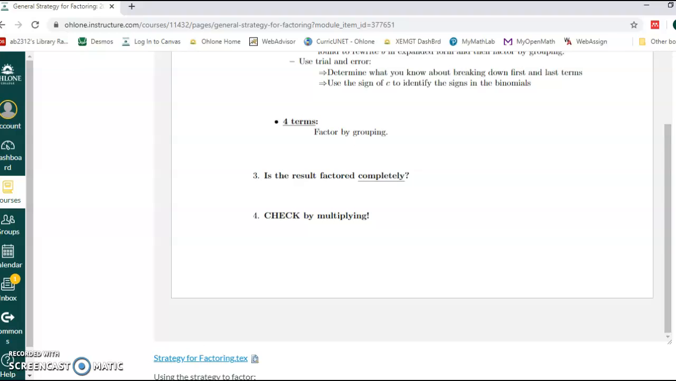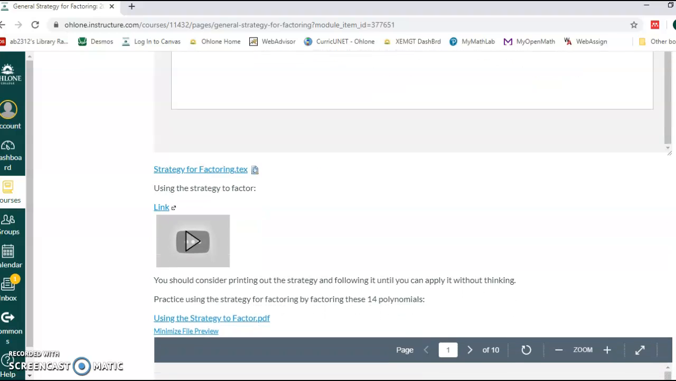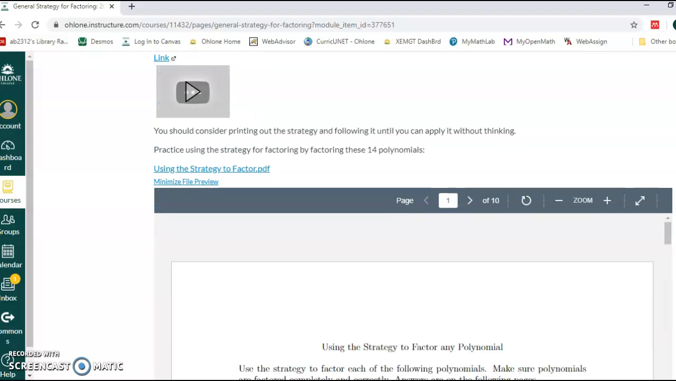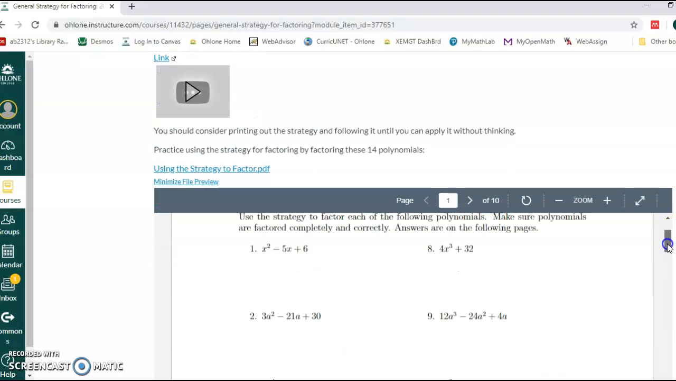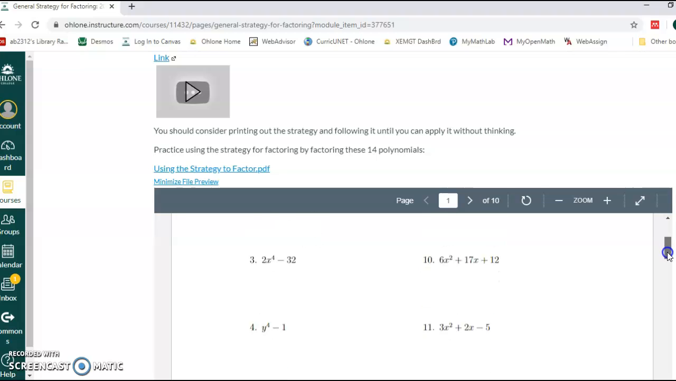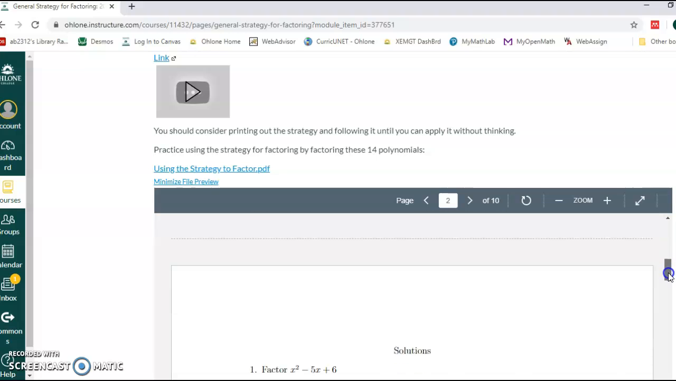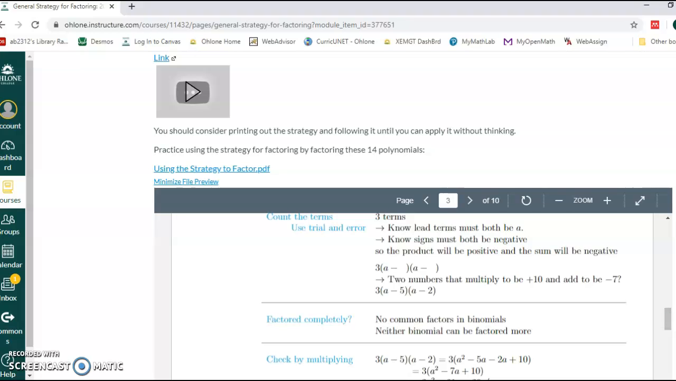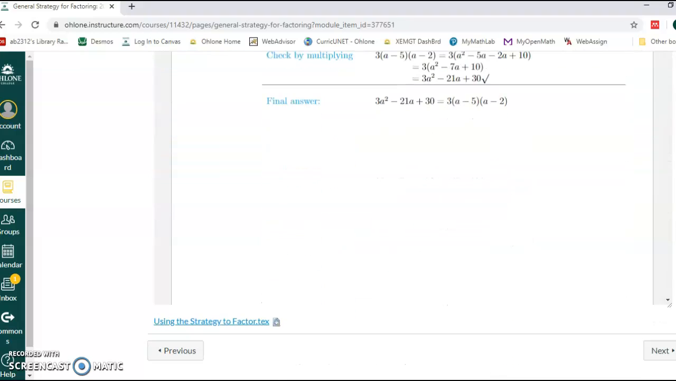Okay, so this general strategy for factoring is something that you need to know. There's a video here that kind of walks you through that. And then this is a skill. And like any skill, the more you do it, the better you get at it. So I gave you, looks like 14 different polynomials to factor here, and then walked you through the process of factoring those polynomials.